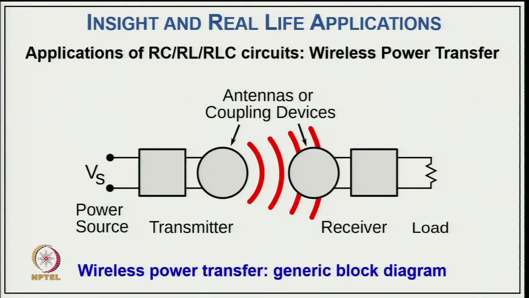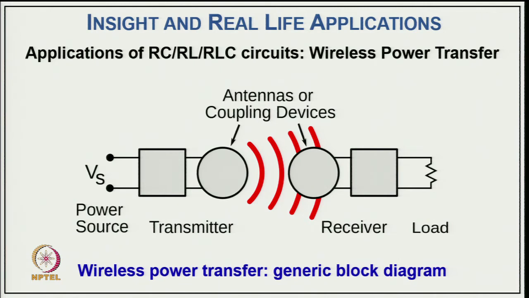An example, which is a very upcoming application of RC, RL and RLC circuits, is wireless power transfer. Tesla gave the concept of wireless power transfer in 1888, which was repeated around 125 years later at MIT as an experiment in 2007, and the industry started developing products like the wireless charger for electric vehicles in 2011.